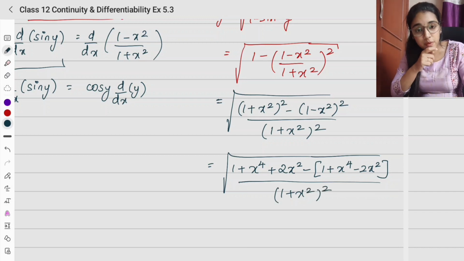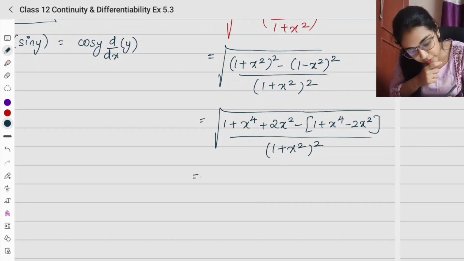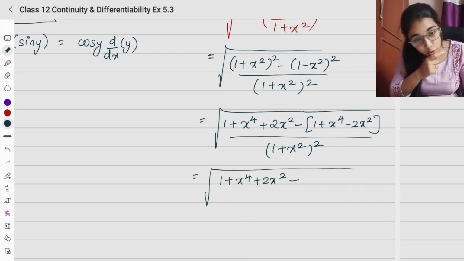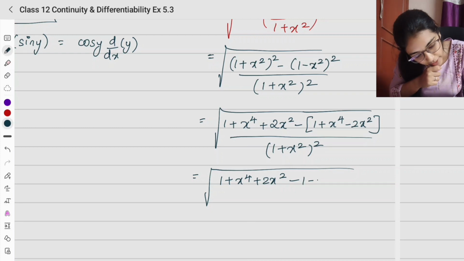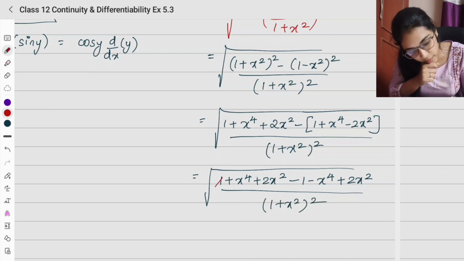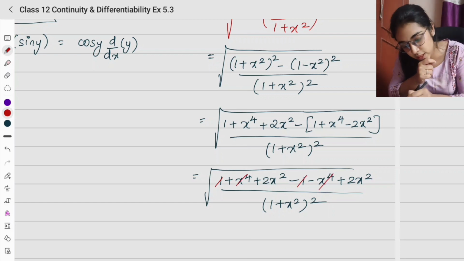I'm not going to open this because I have a square root. Correct? Now, what am I left with? Square root of 1 plus x power 4 plus 2x square minus, I'm going to open the bracket, so I have minus 1 minus x power 4 plus 2x square, divided by 1 plus x square the whole square. So which terms cancel? 1 and the minus 1 get cancelled. X power 4 and minus x power 4 get cancelled. I'll be left with 2x square.